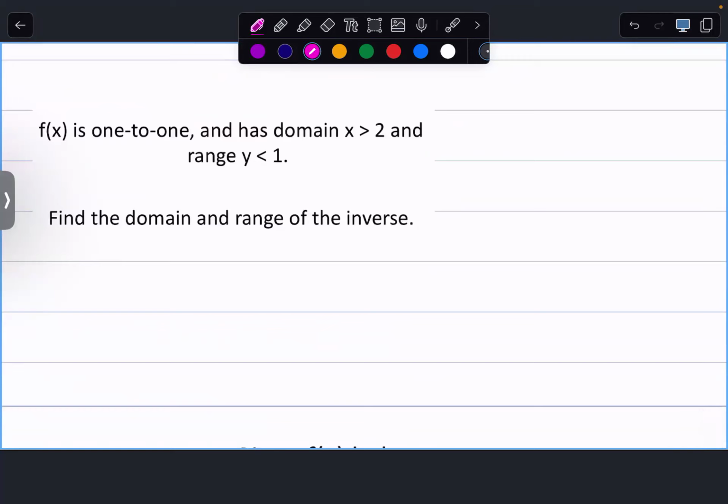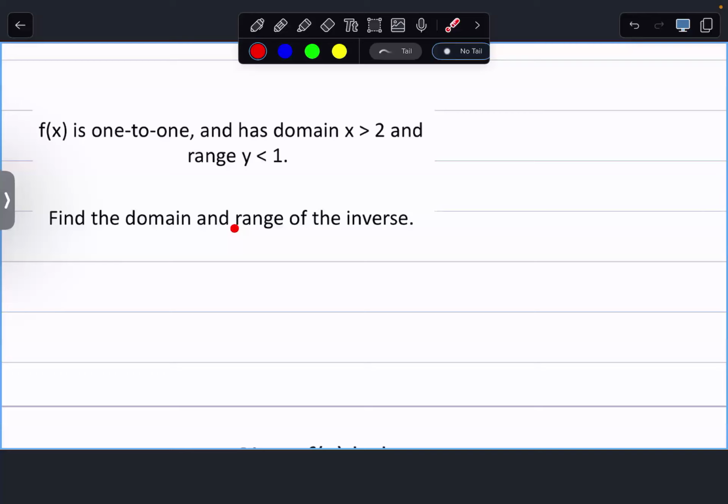How about an example? We're going to start from the bottom. Now we're here. f of x is one-to-one. We're told that it's one-to-one and has domain x greater than 2, not including 2, and range y less than 1, not including 1. Now we're asked to find the domain and range of the inverse.